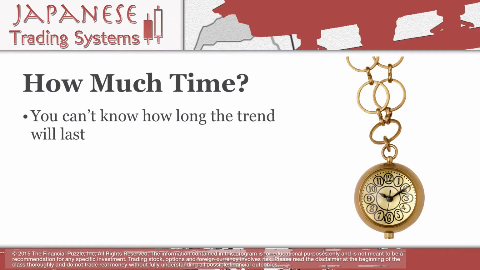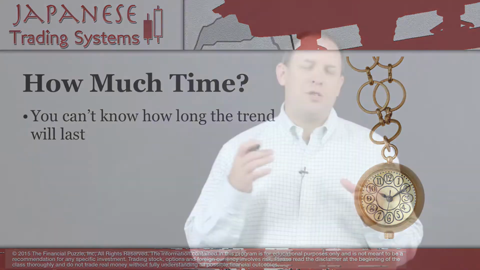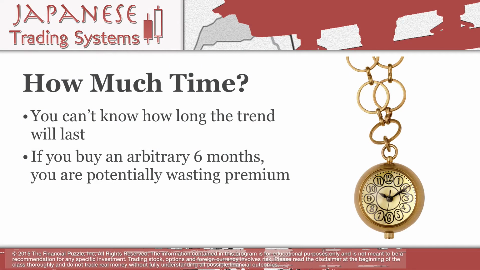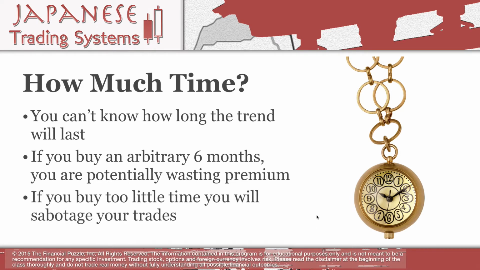So here's what I'm going to suggest to you as you're setting up your times. You can't know how long the trend is going to last. When you're dealing with a short-term option trade, you can anticipate, hey, I'm going to trade this quick swing, it's going to be a week or two, and you can buy 4, 5, 6 weeks worth of time. When you're looking to trade a primary trend, it could be 3 months, it could be 8 months, it could be 13 months, it could be 4 years. You really have no idea. So you're just going to have to recognize the limitations of your option instrument and constantly adapt. If you buy an arbitrary 6 months, you could potentially be wasting premium, which makes it more difficult to make money. If you buy too little time, you're obviously going to be sabotaging your trade.